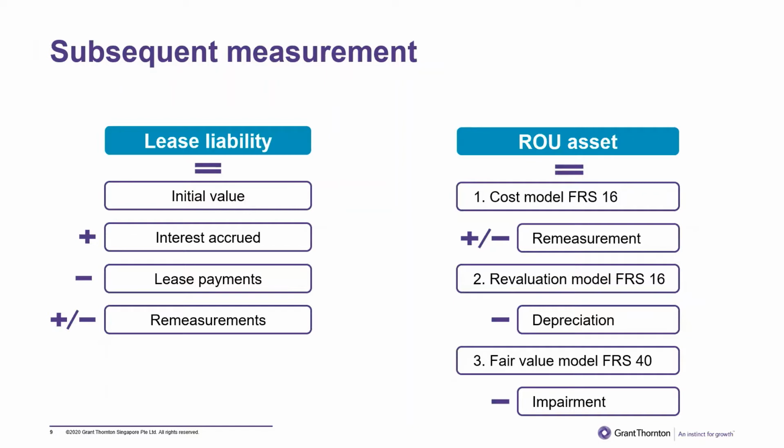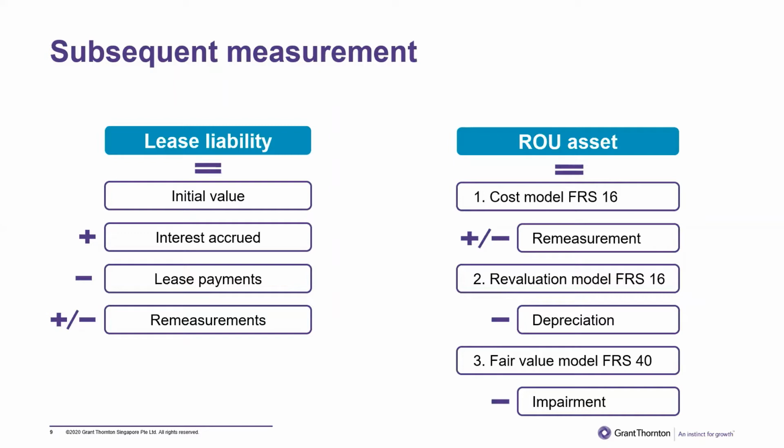The next is subsequent measurement. So essentially, the subsequent measurement would include the calculation of the lease interest. So you have the initial value, you will accrue interest. Now, what is the interest rate that we use? What the standard says is that you use the implicit rate of interest in the lease.